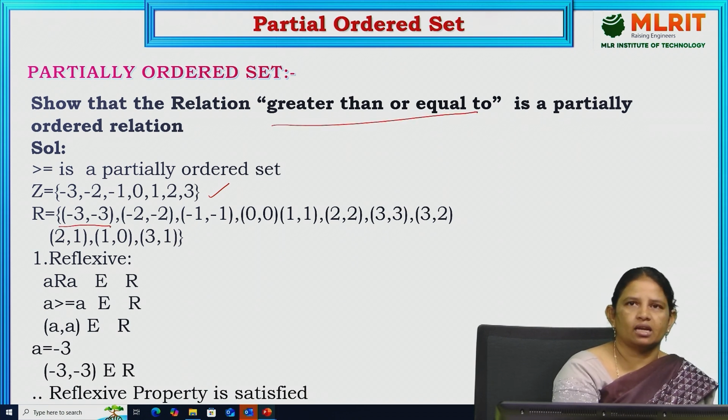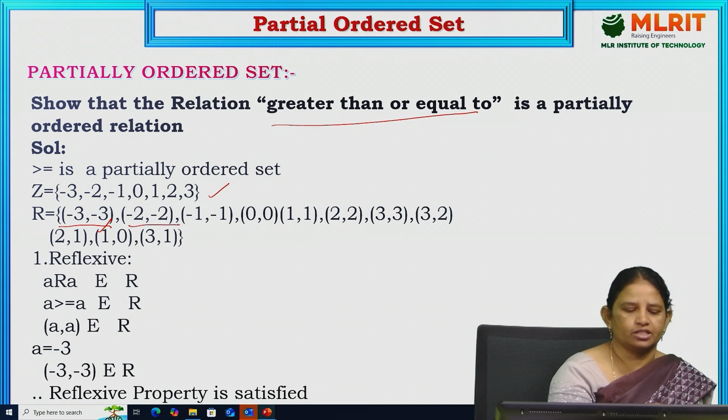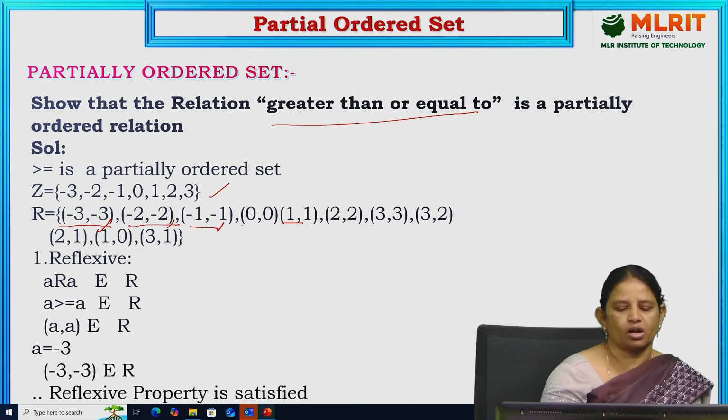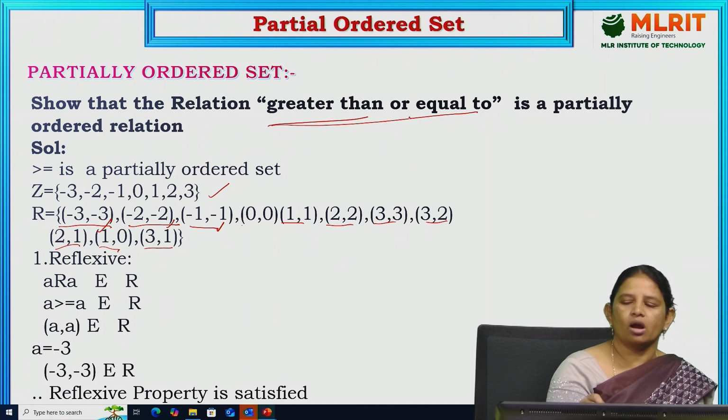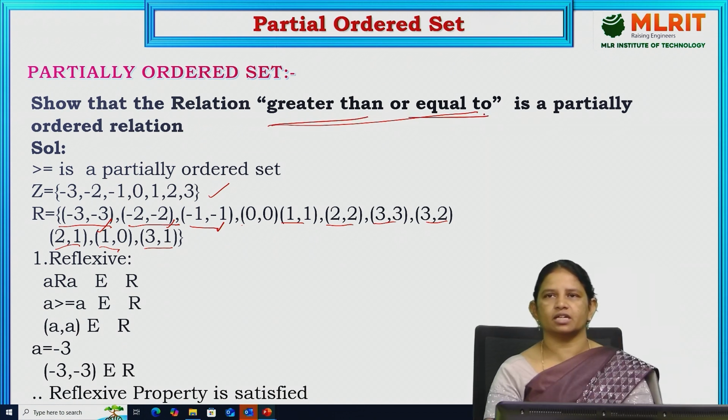-3 greater than or equal to -3. Yes. -2 greater than or equal to -2. Yes. -1 greater than or equal to -1. 0 greater than or equal to 0. 1, 1. 2, 2. 3, 3, 3, 2. Now we need to verify the property. 2 greater than 1. 1 greater than 0. 3 greater than 1. Greater than or equal to. Both properties are present in the relation.